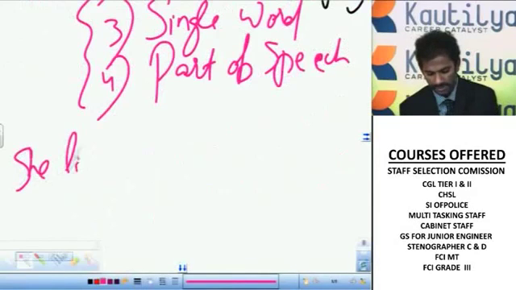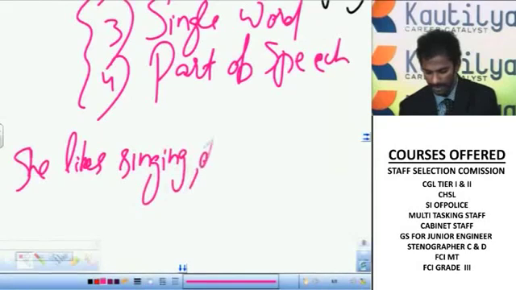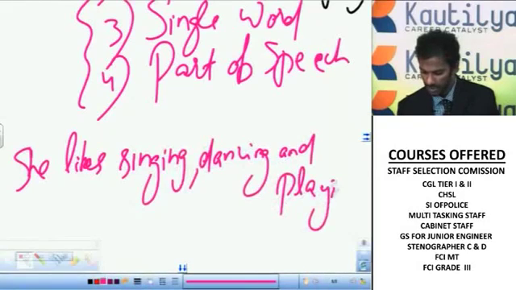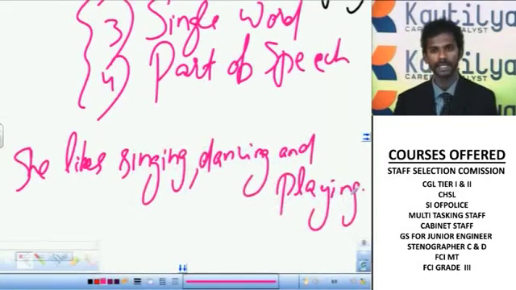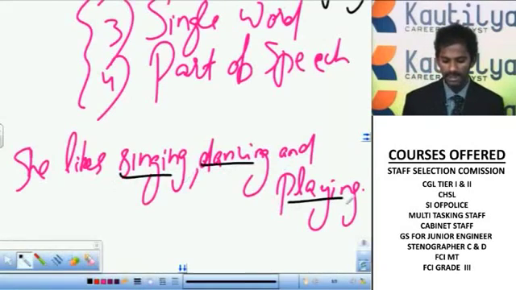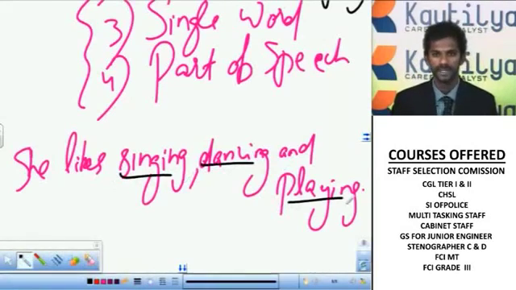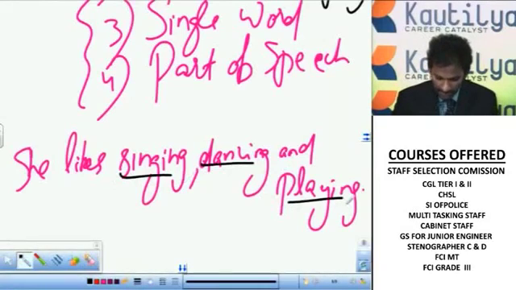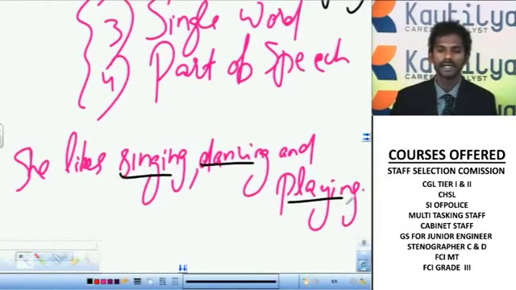I write the same sentence. She likes singing, dancing and playing. Now there are three ideas in this sentence. First idea is singing, second idea is dancing, third idea is playing. Singing is a single word, right? So first idea is a single word, so the other ideas must also be single words.